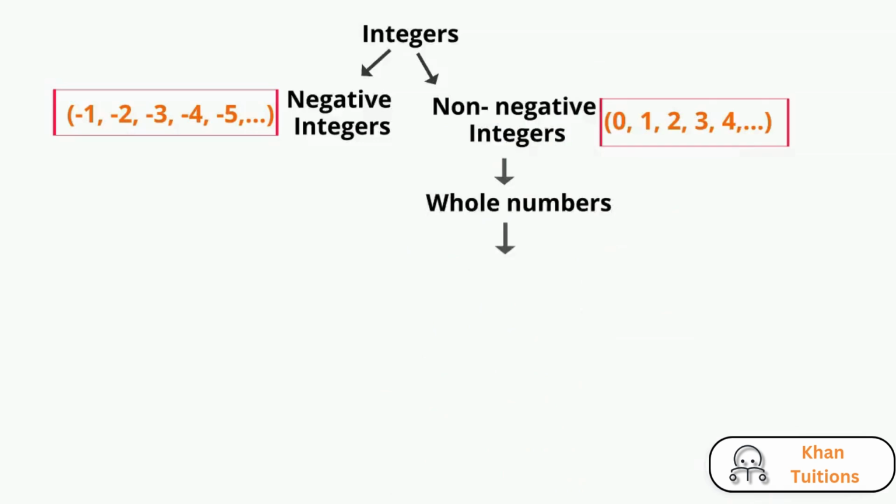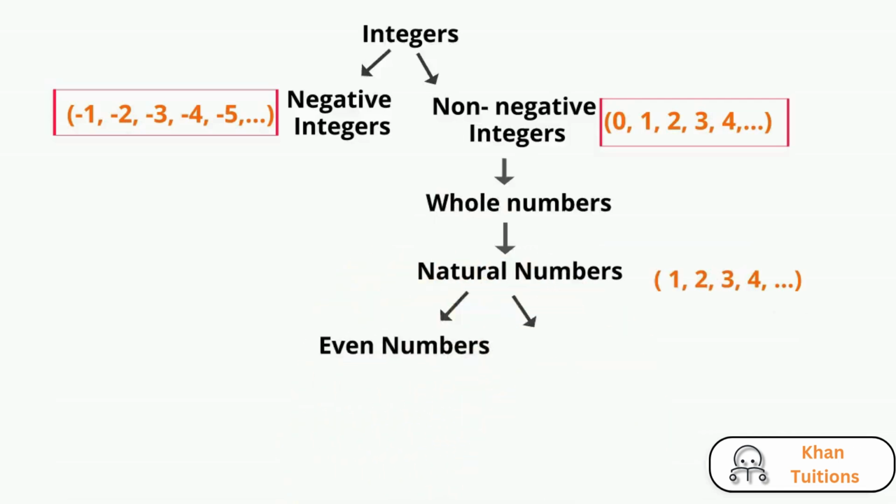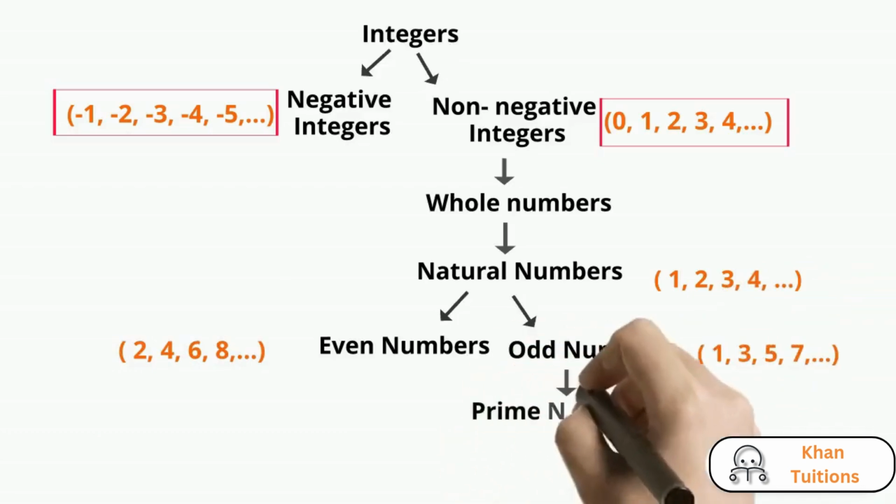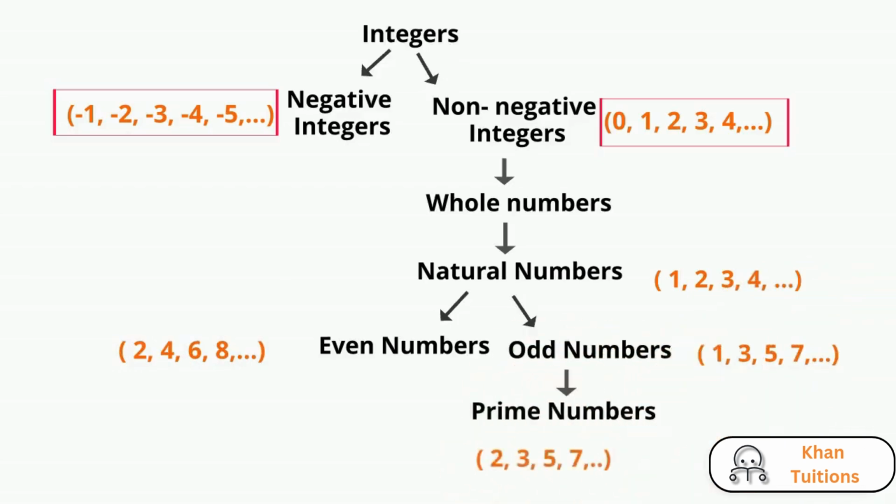Without 0, the rest of the numbers starting from 1 up to infinity are called natural numbers. If we dive deeper, natural numbers are divided into even numbers and odd numbers. Even numbers are the numbers divisible by 2, and those which are not divisible by 2 are odd numbers. These odd numbers then contain prime numbers, except 2, which is not an odd number but a prime number. Prime numbers have only two factors, 1 and the number itself.